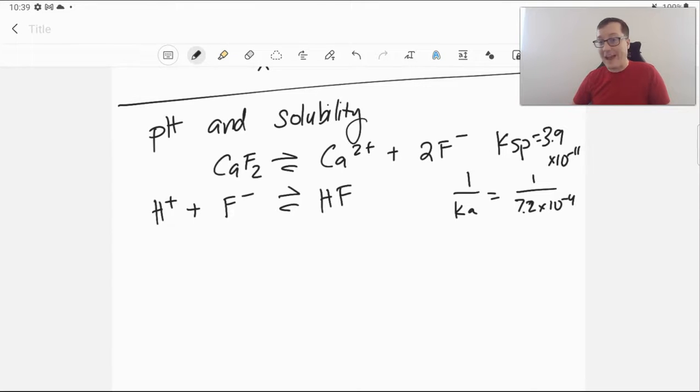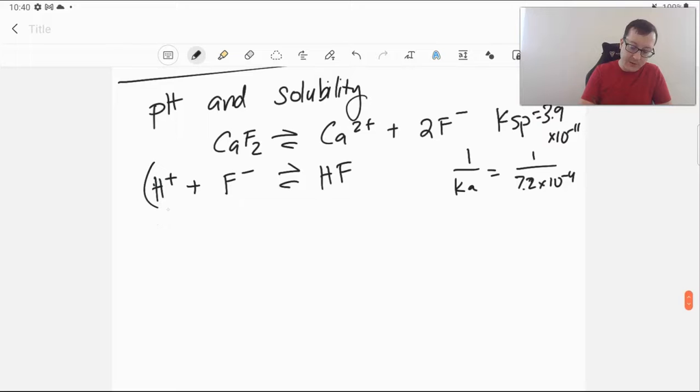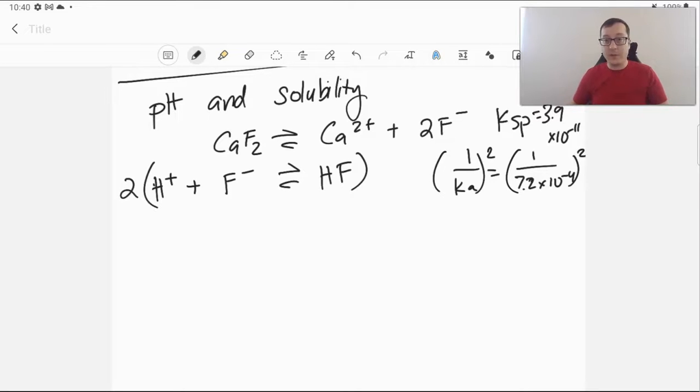But the point is here, when we add these together, we're going to be able to get rid of some of those fluoride ions. And in fact, we're going to want to multiply this equation by 2 so that we can get rid of them. And remember, when we multiply an equation by 2, we're going to have to square our Ka. So this was exactly on your exam, right, where we looked at doing the inverse and doubling of a reaction.